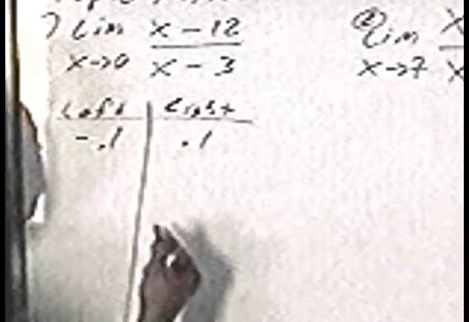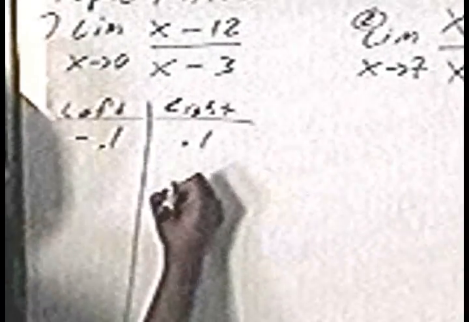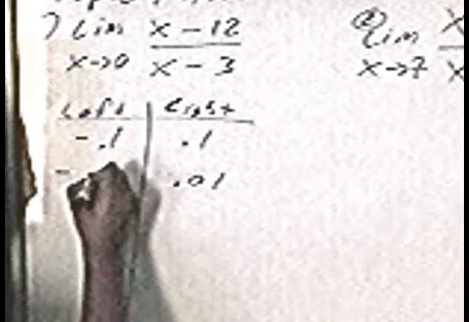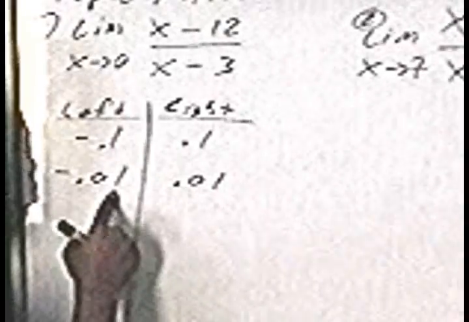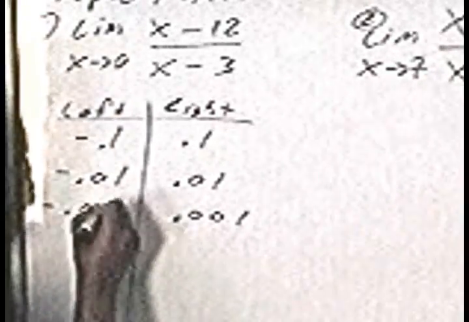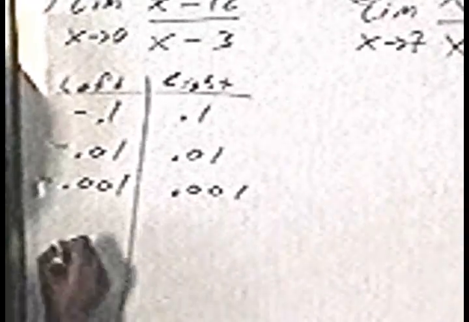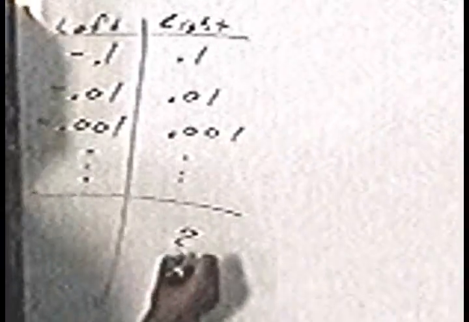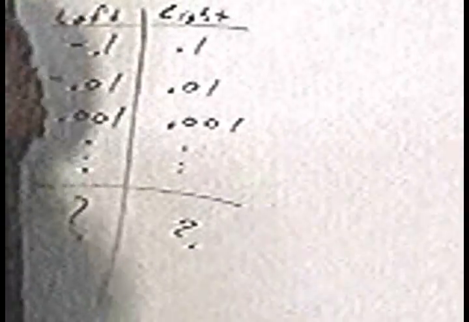Now I want to choose numbers that are closer and closer to 0. So on the right, I'll get closer by using 0.01. On the left, I'll get closer by using negative 0.01. Closer on the right would be 0.001, and closer on the left would be negative 0.001. I'll keep that up to see what values I'll be heading toward.